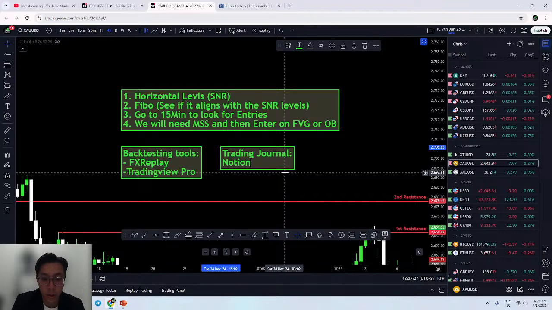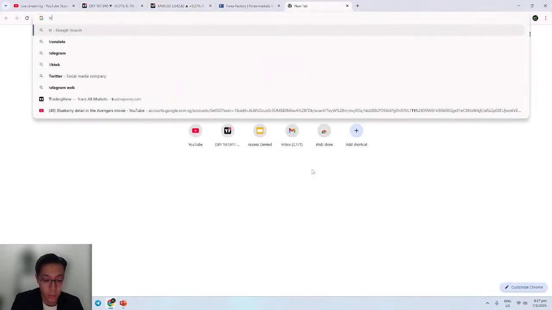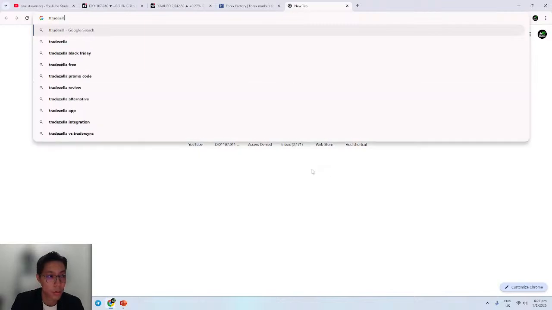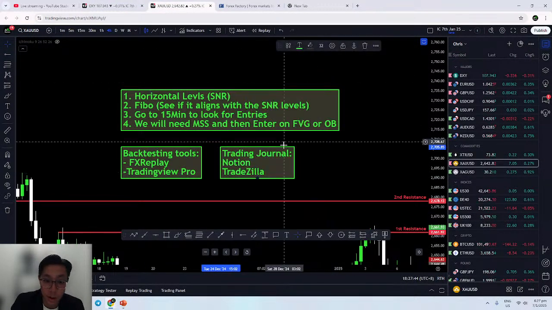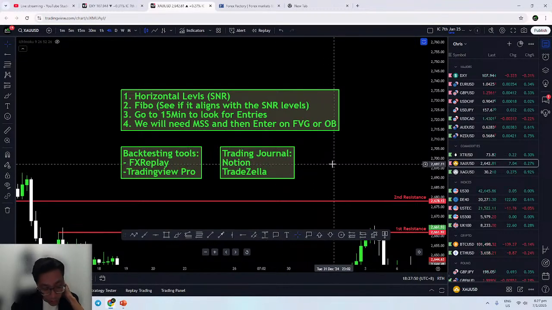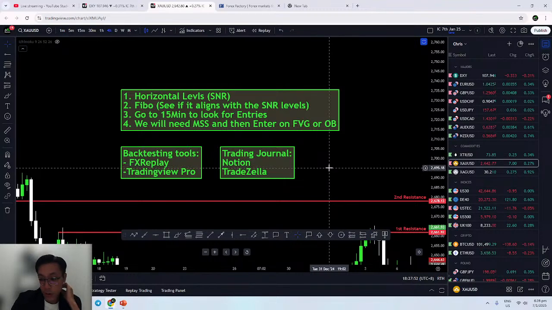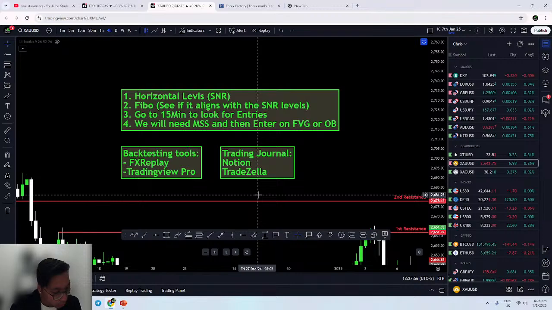With Notion, then you have your, what do you call that? I think it's called TradeZilla. Is it called TradeZilla? Yes, TradeZilla. TradeZilla is really effective. You can connect your trading account to TradeZilla and then see on which days you do well, which days you don't do well.